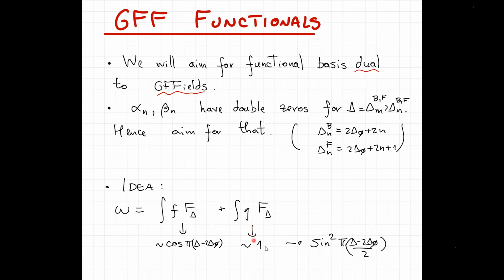So I'll think of this as a one. And this F, since it's getting integrated on the upper half plane, this will oscillate as a function of delta. So roughly, I will think of this as a cosine. And you know from elementary trigonometry that if you combine a 1 with a cosine, you can get sine squares. Sine squares give you double zeros, which is what we want. Okay? So we want functionals which will have double zeros at these values, because they will be dual. This is what we want, to have a basis dual to generalized free fields. And so I'll try to do this.